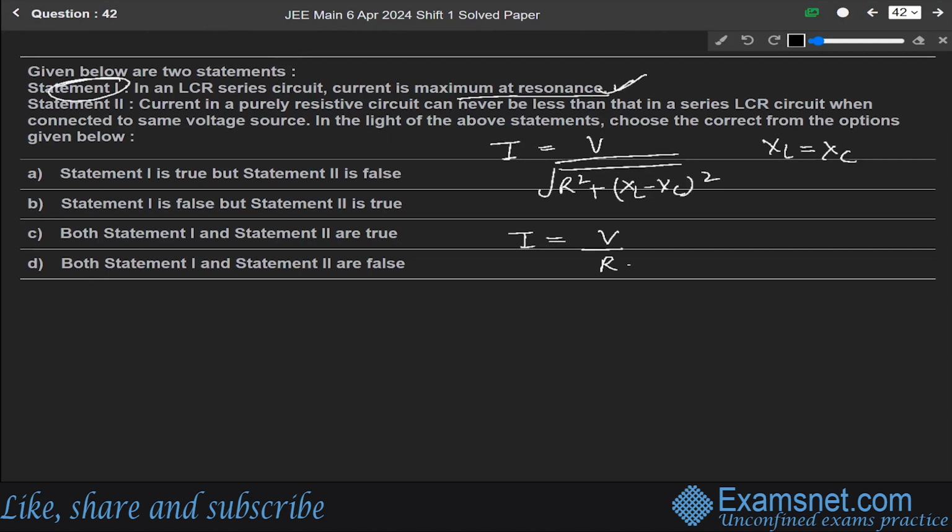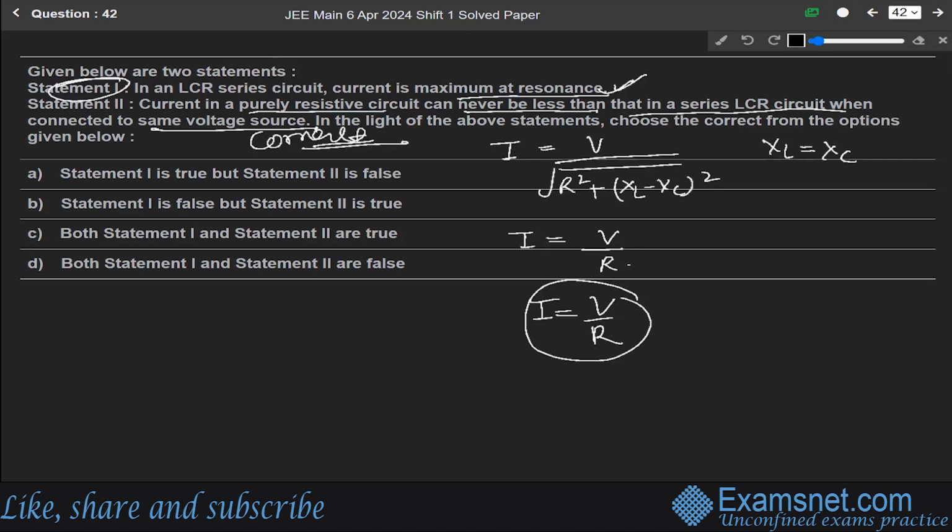Now, statement 2 says that current in a purely resistive circuit can never be less than that in a series LCR circuit when connected to the same voltage source. We know that for a purely resistive circuit, the current is equal to V over R. So this statement is also true. From this point of view, statement 1 is correct and statement 2 is also correct. So option C, that is, both statement 1 and 2 are true, is the correct answer.